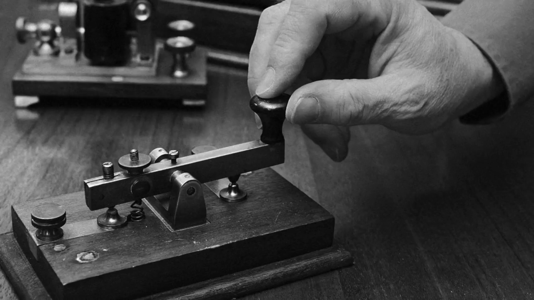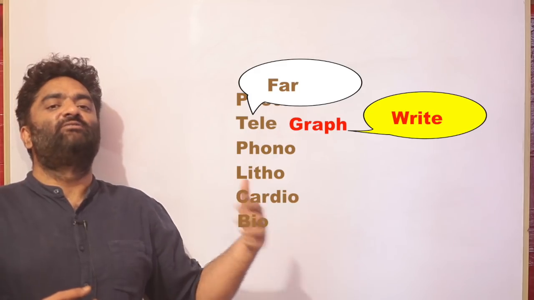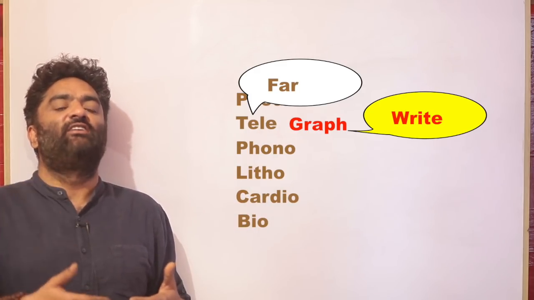So you would send a message in Bombay and it would go to London via the wire. It was also called the wire. So you would tap out the message because the telephone wasn't invented yet. So your message would go from one city to a far away place. Tele means far, graph means to write. So telegraph is basically to write to a far away place.